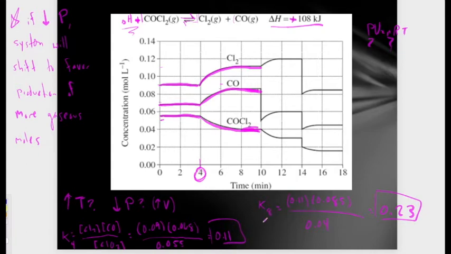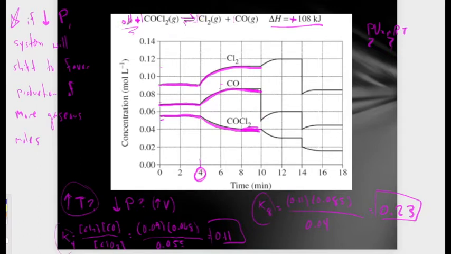In other words, my K value went up. Both of my products increased quite a bit and my reactant decreased quite a bit. So of course that ratio is going to change. What's the only way you can change a K value? It's to change the temperature. So I've just discovered at 4 minutes what caused this change, what caused the shift to the right.